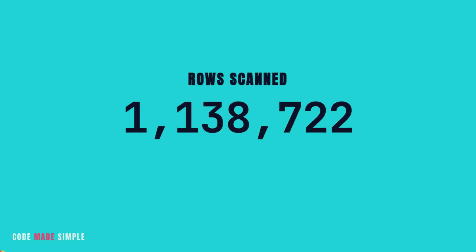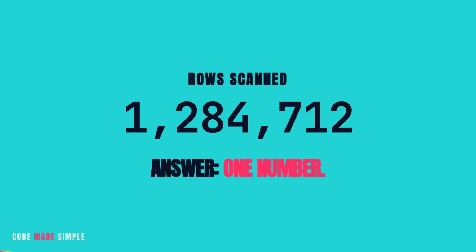10,000 rows. You don't want the list. You want one answer. The highest salary, the average price, the total count. That's what aggregate functions do. Millions of rows in, one number out.